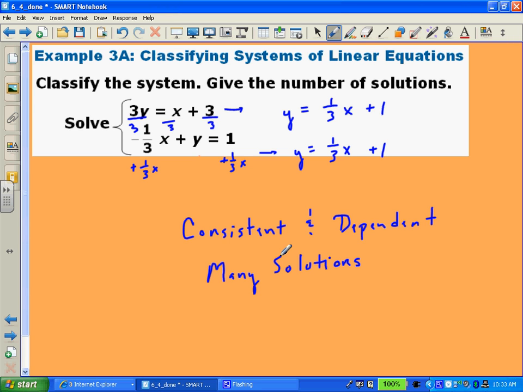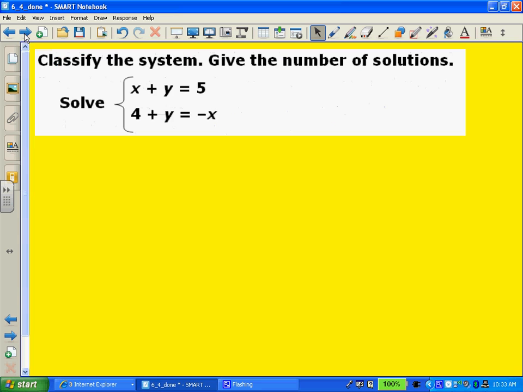So that would be my classification of the system. And notice, like I said, I don't actually have to solve it. I don't have to graph it or do substitution or anything like that. I can just tell by looking at the equations. And we use that when it says classify. If it says solve, then we would actually solve it. Let's look at another one here.